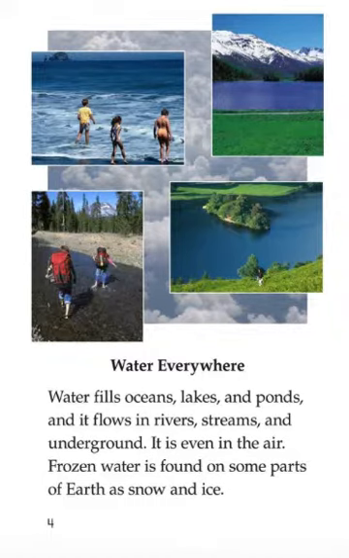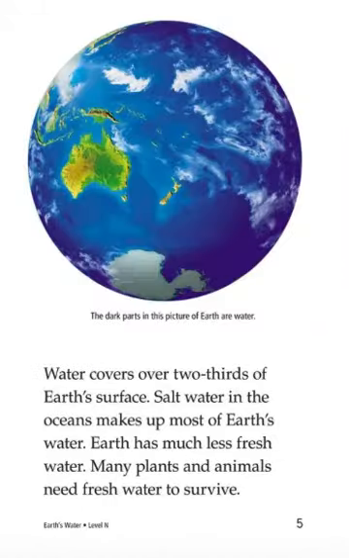Water everywhere. Water fills oceans, lakes, and ponds, and it flows in rivers, streams, and underground. It is even in the air. Frozen water is found in some parts of Earth as snow and ice. Water covers over 2/3 of Earth's surface. Salt water in the oceans makes up most of Earth's water.